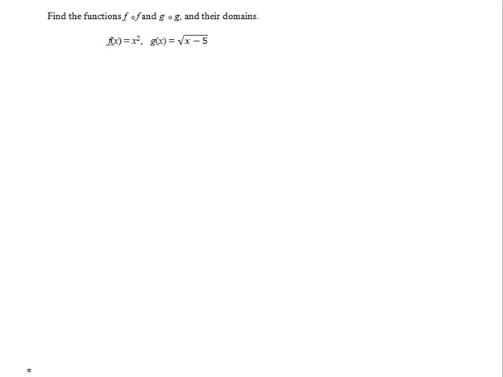Here we are given two functions and asked to find the composition of the first with itself and the composition of the second with itself, and also find the domains of those functions. So first of all, we'll look at the composition of the function f with itself.